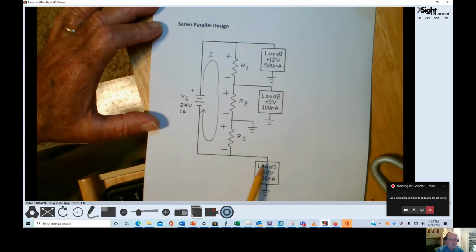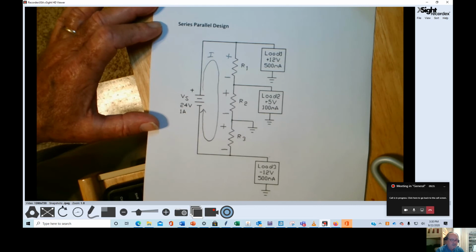Therefore, the voltage at this point is negative with respect to ground, which is the same as this point. So the fact that load 3 is provided with a negative 12 volts simply describes the fact that the voltage across load 3 from here to here is negative to positive.